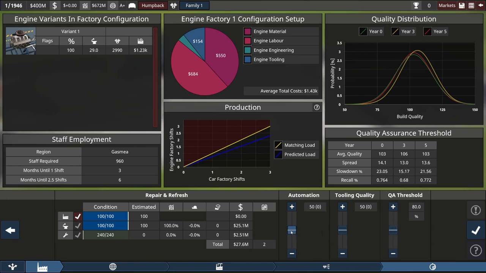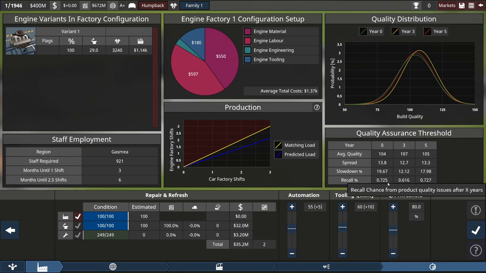Now, engine factories like it when you spend money on automation and tooling quality. But the cost of doing that goes up a lot if it's a bigger factory with more machines in it. And I'm going to give this a little extra. We also could just leave this at 50. QA threshold. That results in our recall percent chance here.